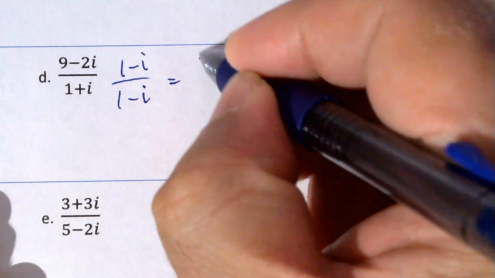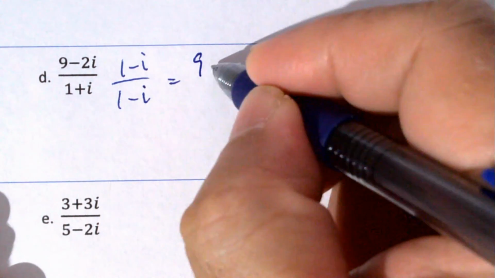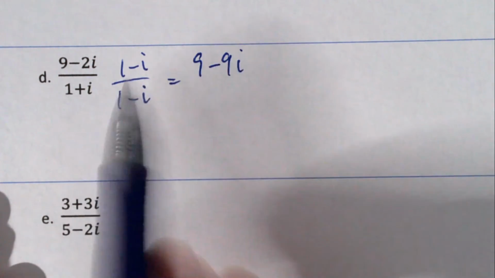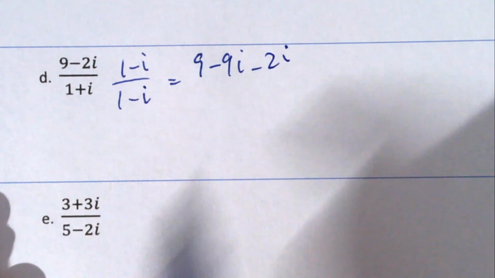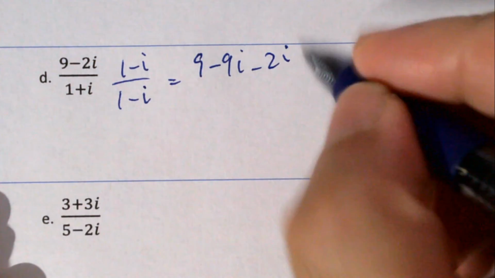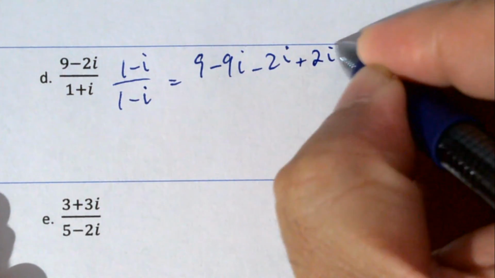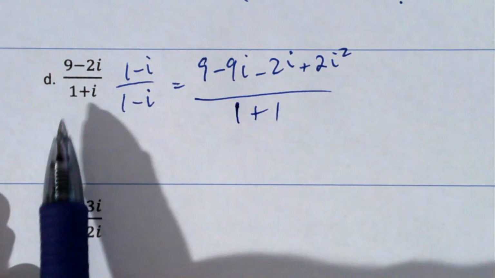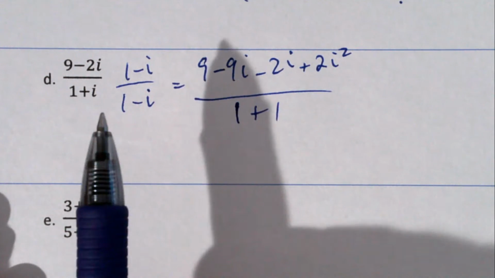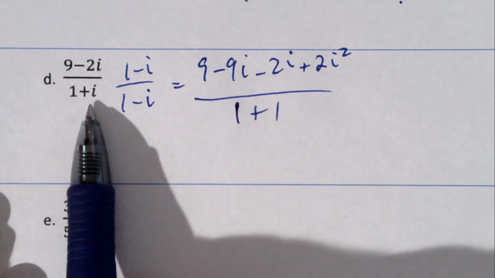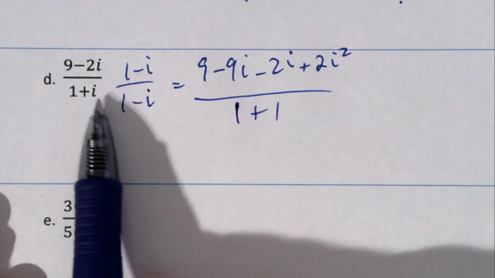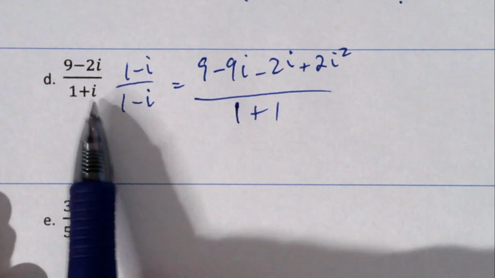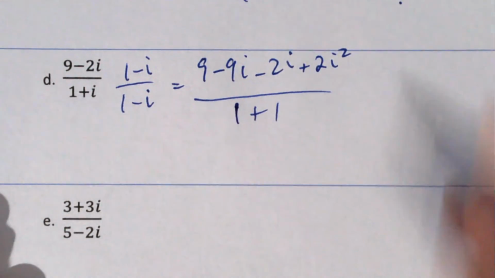So I do 9 times 1 is 9. 9 times minus i is minus 9i. Now I do the negative 2i. Negative 2i times 1 is negative 2i. And then negative 2i times negative i is plus 2i squared. Denominator is 1 plus 1. Remember the shortcut? You square the first term, square the second term, and put a plus between them. When I say square the second term, I'm really thinking about the coefficient of i. Coefficient of i here is 1, so 1 squared is 1. So that's how I'm getting the 1 plus 1.